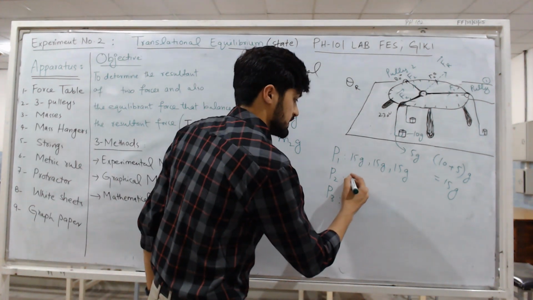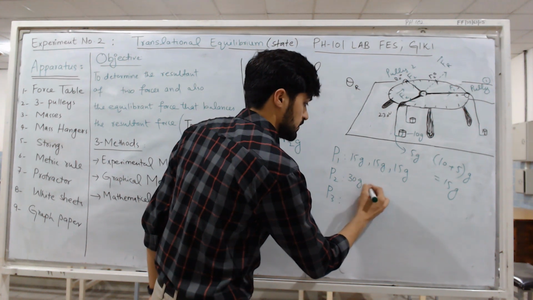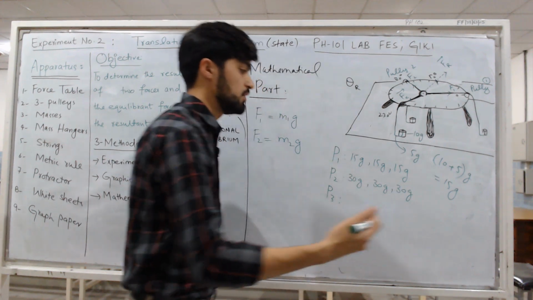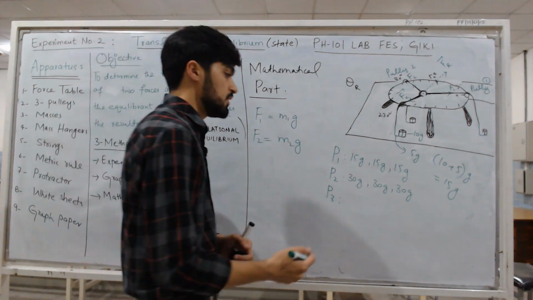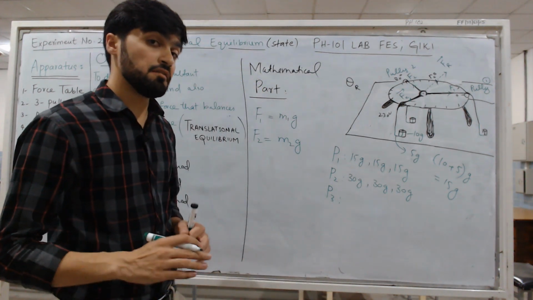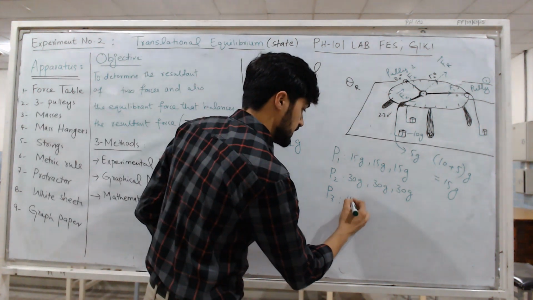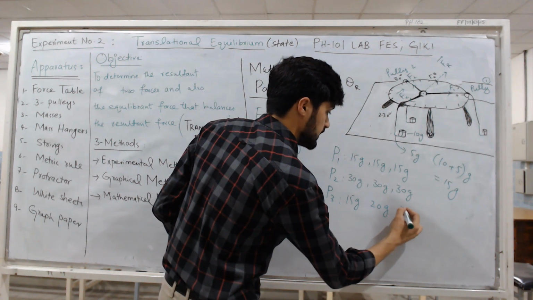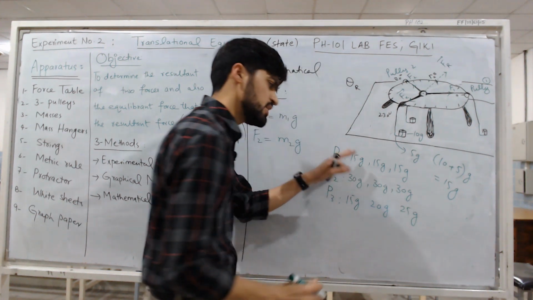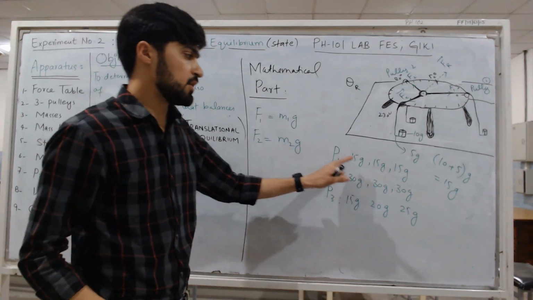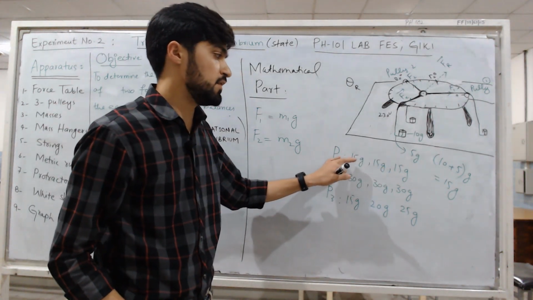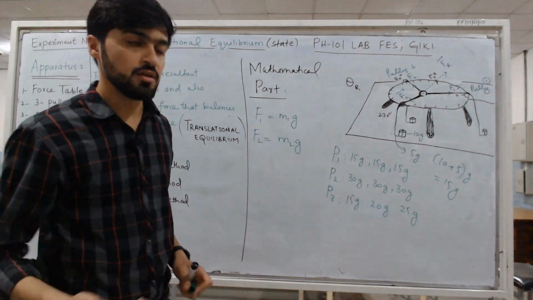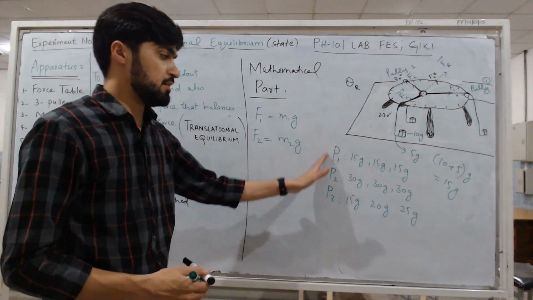Let's say in the second case, I keep the masses to be 30 grams and 30 grams. So we will increase the masses. In the third case, we will put different masses. Let's say 15 gram, 20 gram, and 25 gram. So we can change them accordingly. If you do not have these masses, if 15 gram is not available, then you can use 5 grams. So these are 3 different experiments.